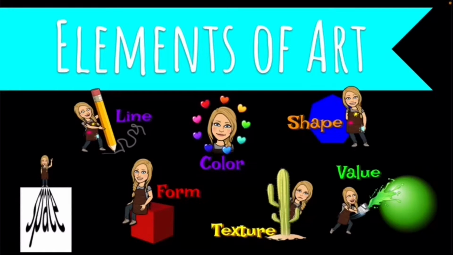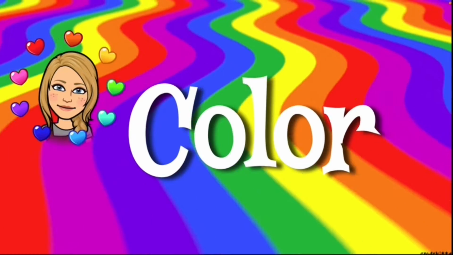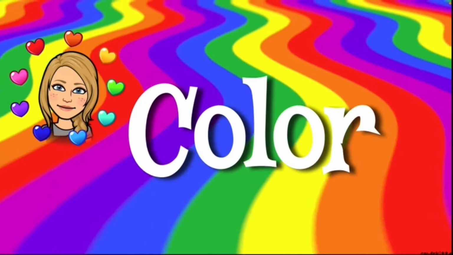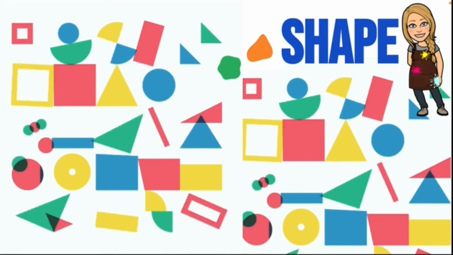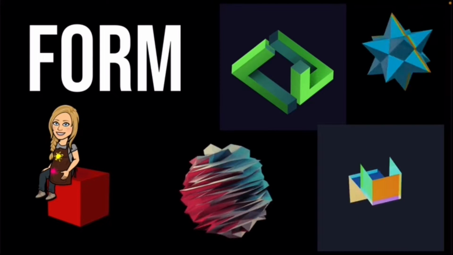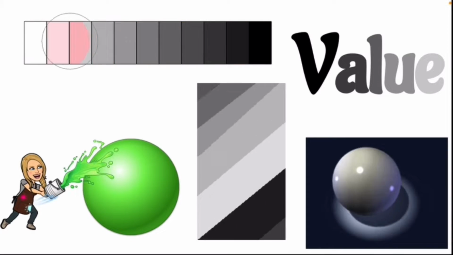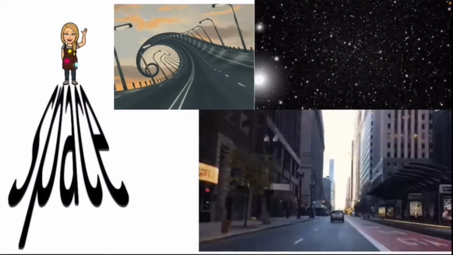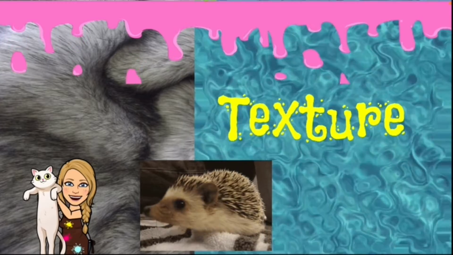The elements of art are the building blocks used by artists to create a work of art. There are 7 elements of art. Line, color, shape, form, value, space, and texture.